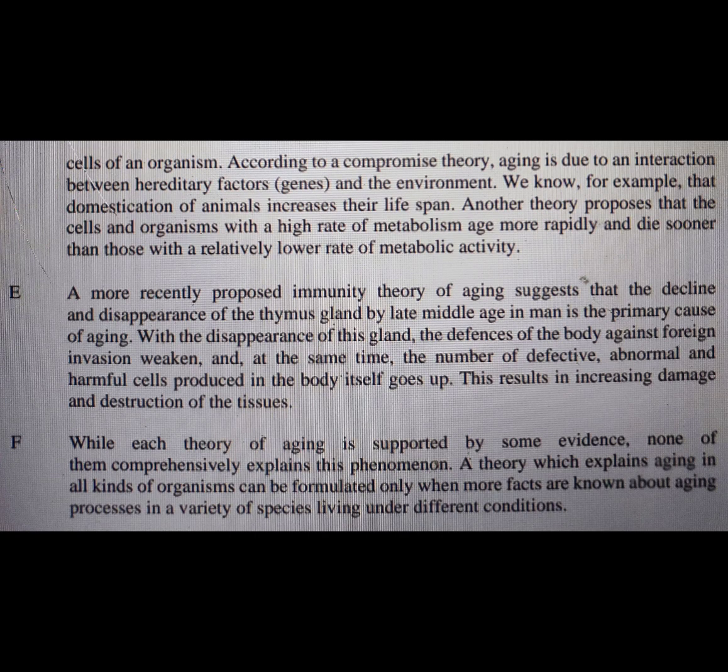E. A more recently proposed immunity theory of aging suggests that the decline and disappearance of the thymus gland by late middle age in man is the primary cause of aging. With the disappearance of this gland, the defenses of the body against foreign invasion weaken, and, at the same time, the number of defective, abnormal and harmful cells produced in the body itself goes up. This results in increasing damage and destruction of the tissues.